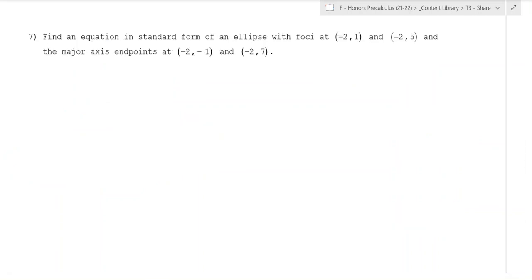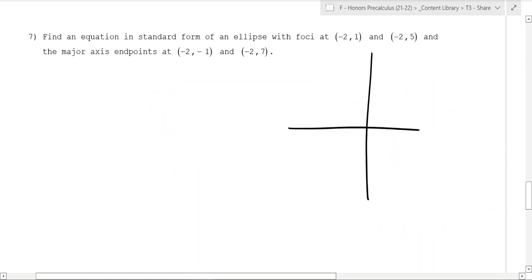So now it says find an equation in standard form, so that's the really nice one, of an ellipse. It tells us the foci and the major axes endpoints. So the first thing you can do is sketch these things to get an idea of what's going on here.